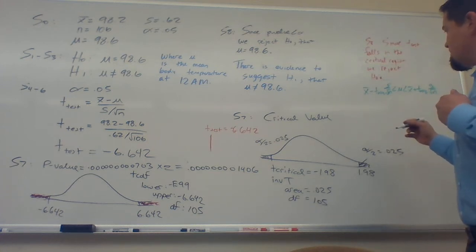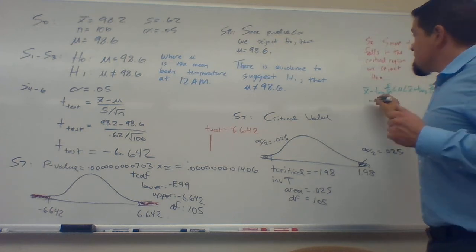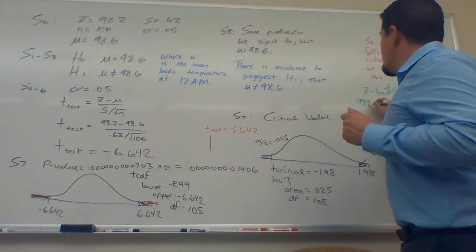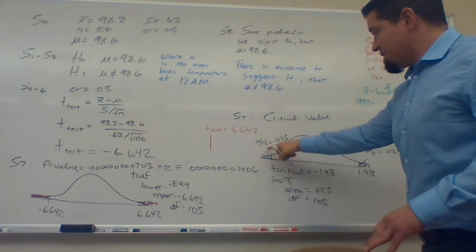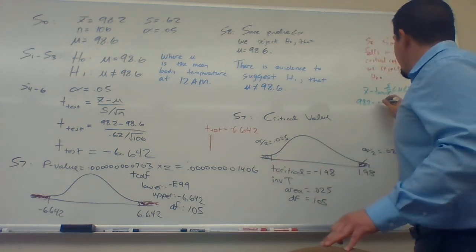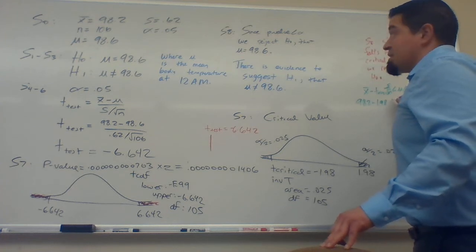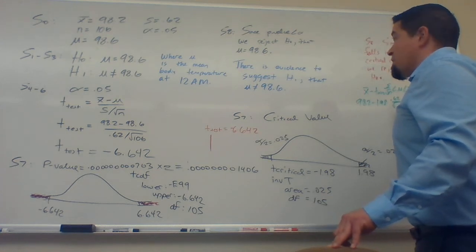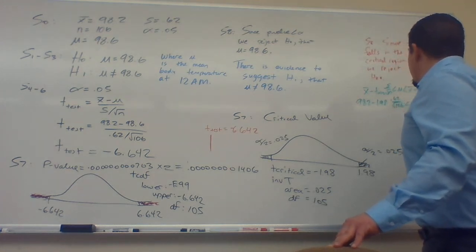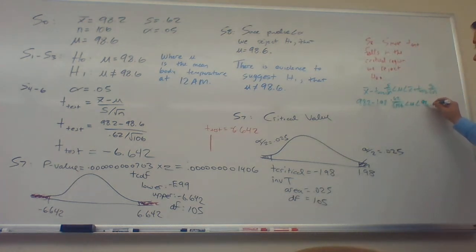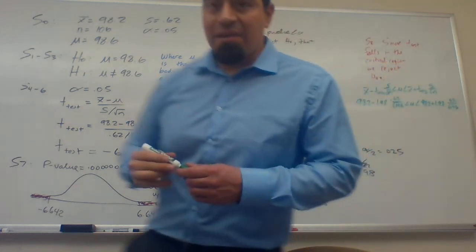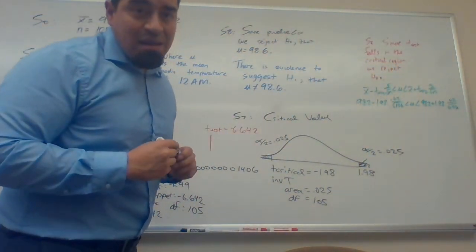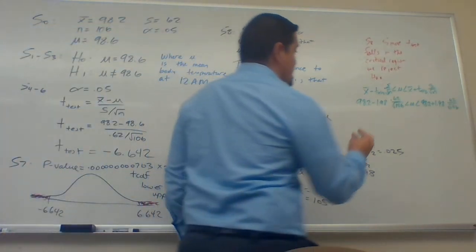If you do this, you'll end up with your interval, which here you end up with 98.2 minus t alpha over 2, which is going to happen to be the same thing as this because that's negative 1.98, times s, which is 0.62, divided by the square root of 106, less than mu less than the same thing except plus over here: 98.2 plus 1.98 times 0.62 over the square root of 106. Do that calculation. You should get 98.08 to 98.32.